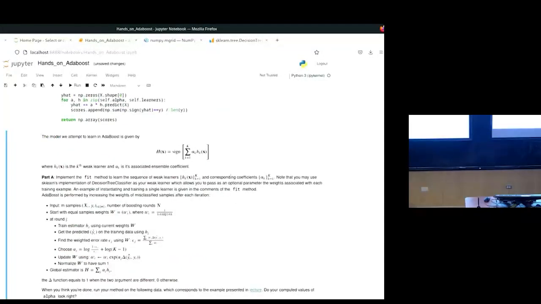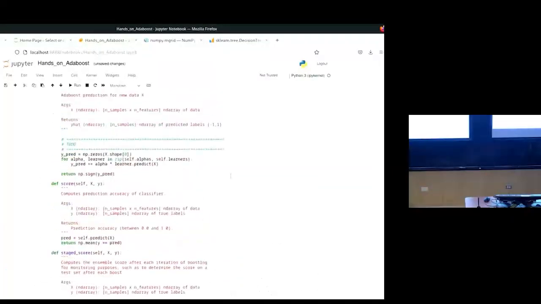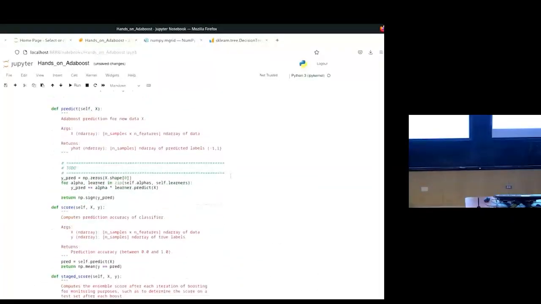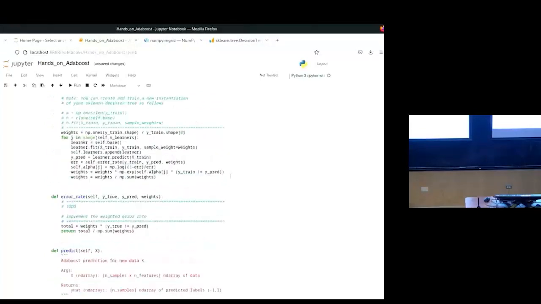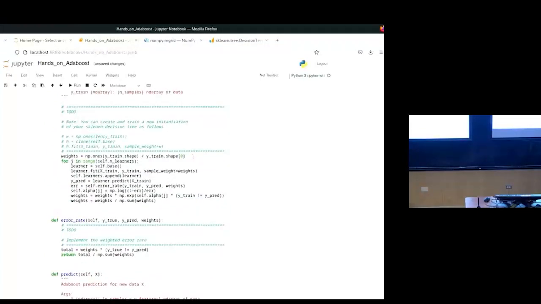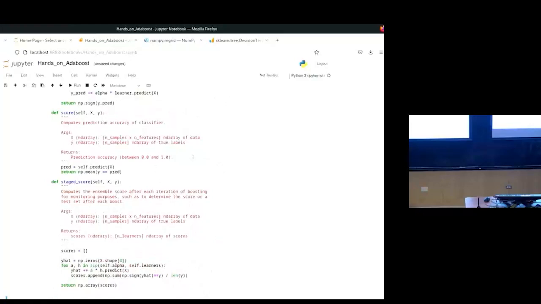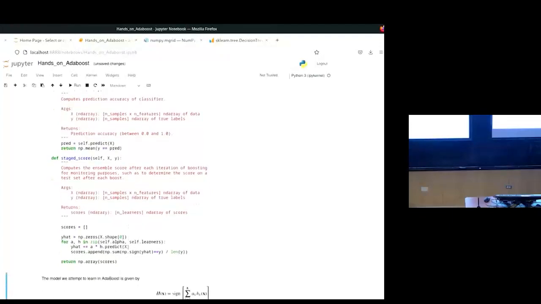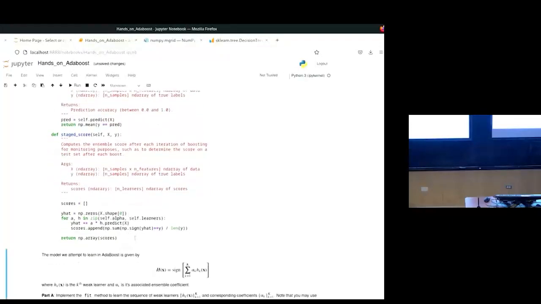Okay, so now that I have predict, I can just go here in my training. Actually, the solution is already in stage score. So if you understand this one, you're going to get the solution for predict, so that's not a problem. Okay, so I guess now we're done with our AdaBoost, right?